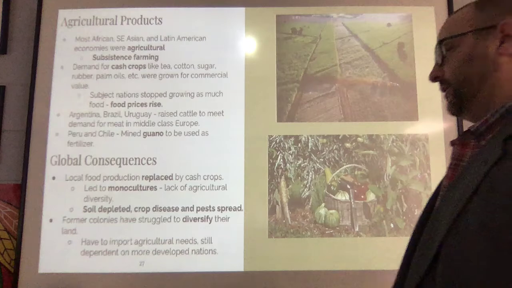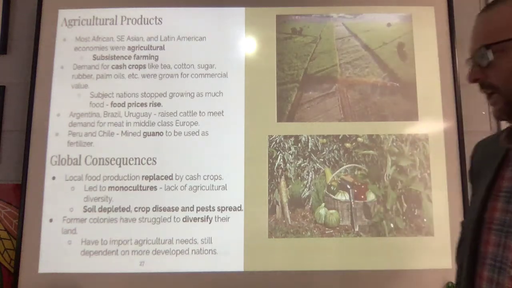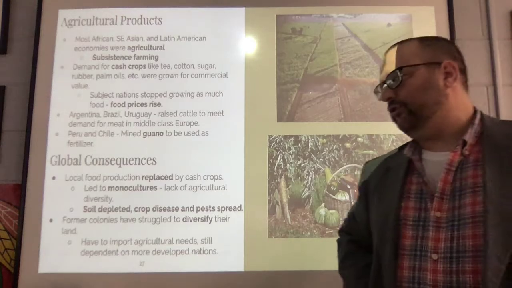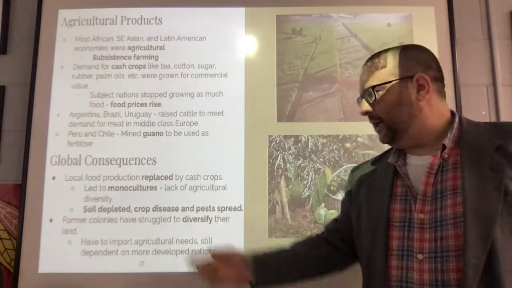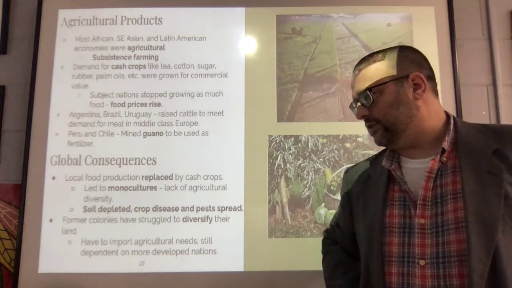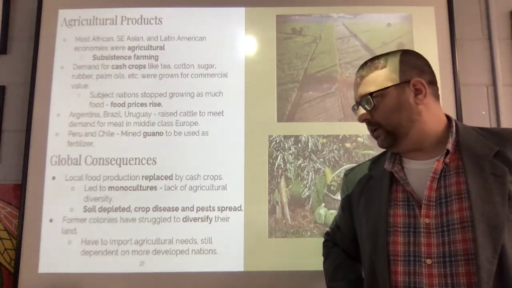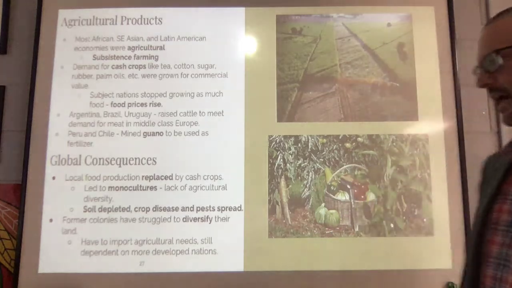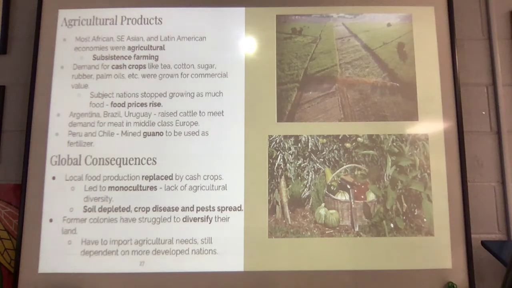So here's the consequences of all this. Local food production is replaced by cash crops, and that's going to lead to something known as monocultures. Monocultures means there is no agricultural diversity whatsoever. The soil is depleted, crop disease and pests are spread. Former colonies have struggled to diversify their land because now they have to import agricultural needs and are still dependent on more developed nations.